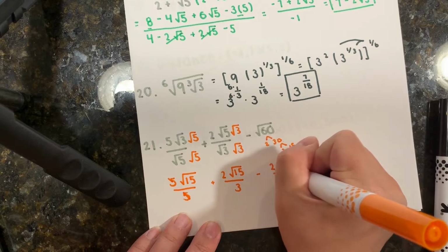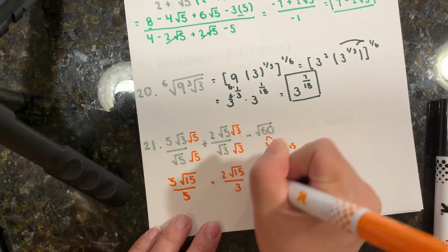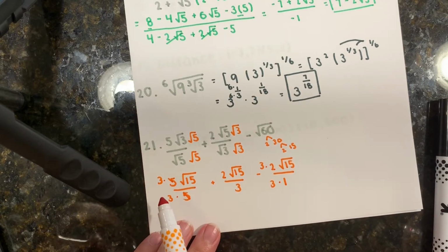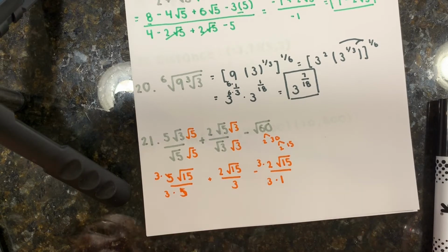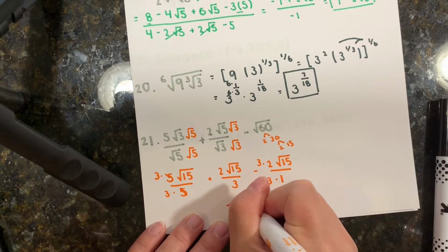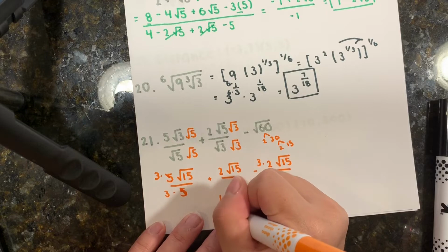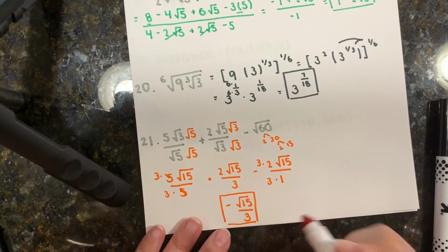So the common denominator looks like it's going to be 3. So I just need to multiply this by 3, this by 3. So I have 3 root 15 plus 2 root 15 minus 6 root 15 would be negative root 15 over 3. So 3 plus 2 is 5, minus 6 would be negative 1.